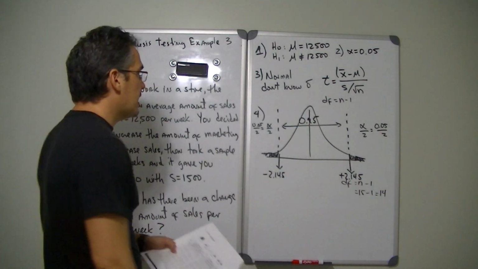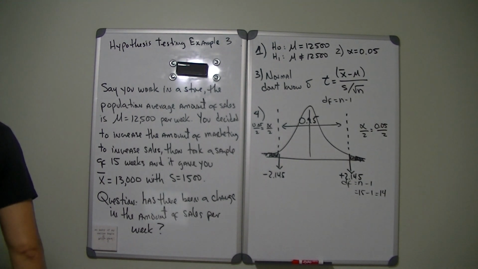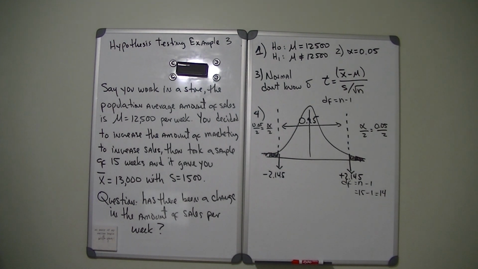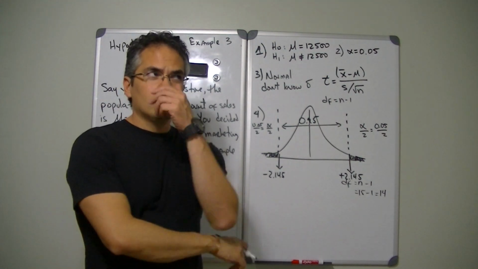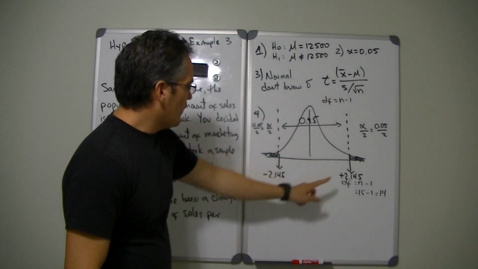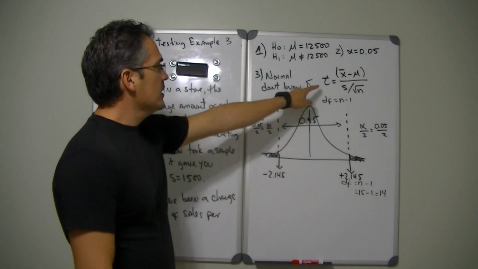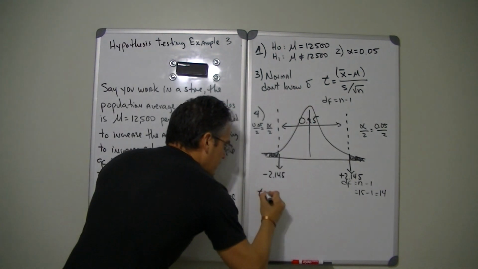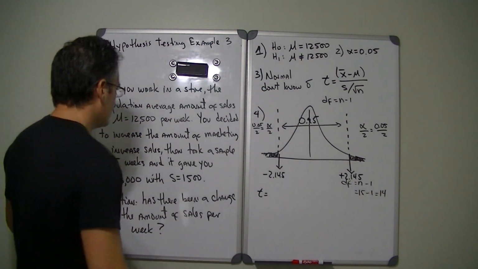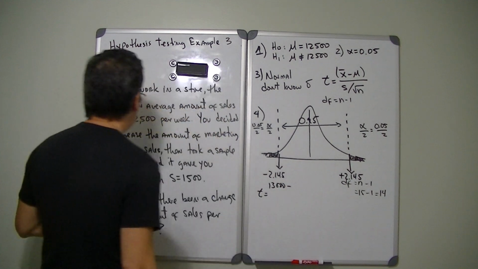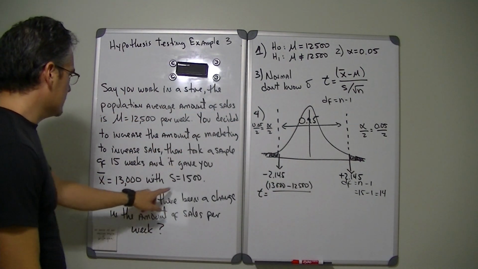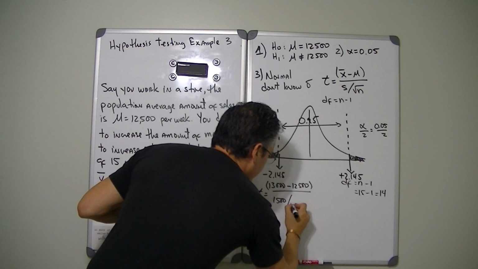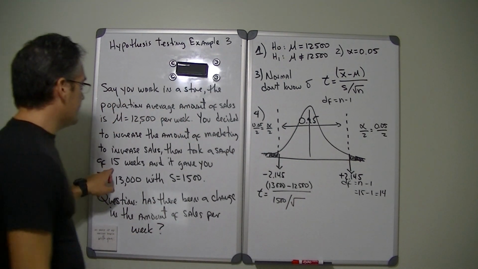Once I have my critical value, I was double checking it because I was thinking, is that the real critical value? Yes, it is. Now that I have my critical values, we go ahead and conduct our test. So T equals X bar, which is 13,000, minus 12,500, divided by S, 1500, divided by the square root of n, and n is 15.